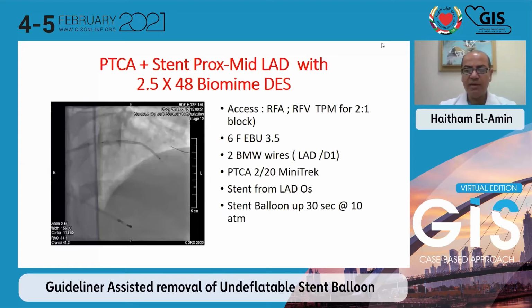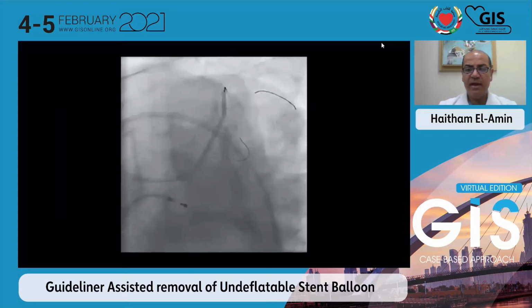We pre-dilated with the 2x20 Minitrek, and then we stented the proximal and mid LAD starting from the os with a long 2.5 by 48 Biomime drug-eluting stent. We inflated the stent for 30 seconds up to 10 atmospheres, and then tried to deflate the balloon.